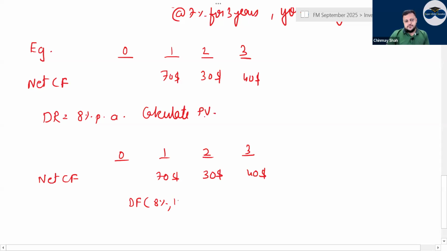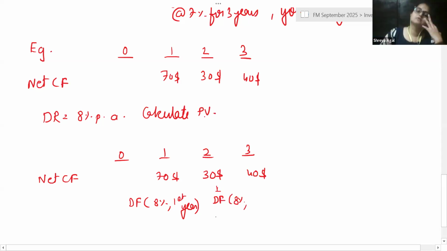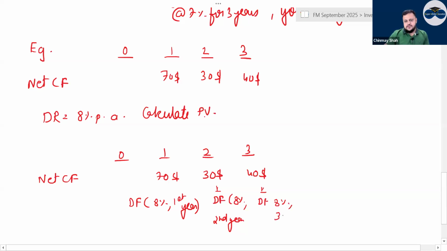First, second, third? First year. Here you will multiply by the discounting factor 8%, which year? Tell me. Second year. And last but not the least, discounting factor 8%, comma, third year. Right?